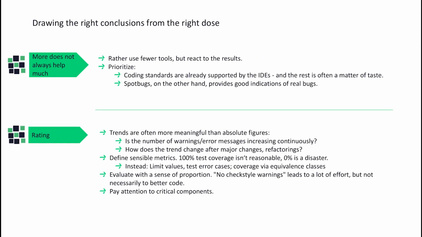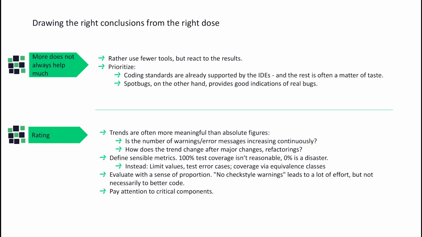As with many things, it is important to use the right dose when using tools for static code analysis. A lot does not help much, so it's better to use fewer tools but react to the results. Prioritization is important. Coding standards are already supported by the IDEs. As long as all developers in the project have the same settings, this is often sufficient. SpotBugs, on the other hand, provides good indications of real bugs.